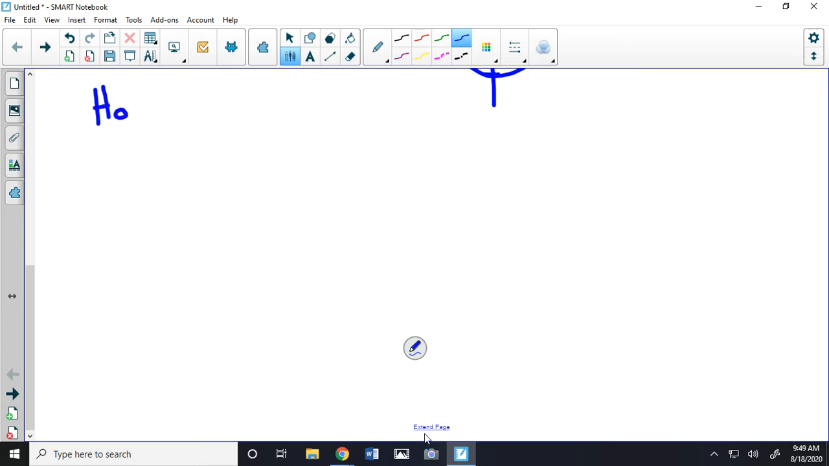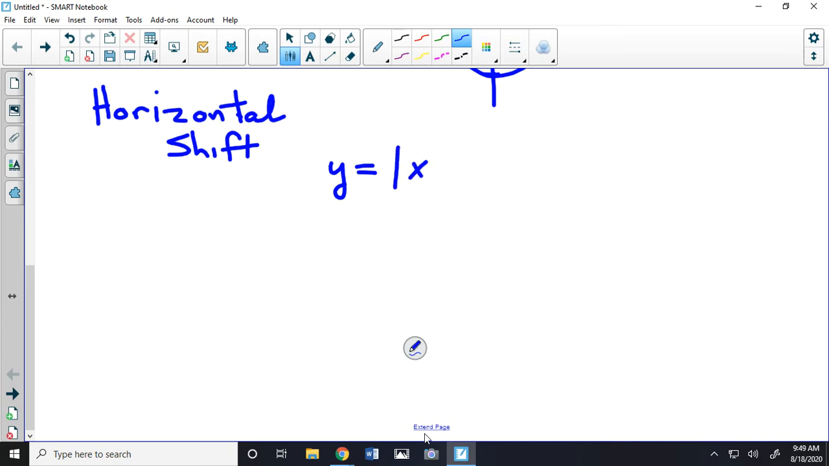If we want to do a horizontal shift, this is the most complicated of the three things that we're going to do. And similar to a vertical, there's going to be some addition or subtraction. So let's say I take the absolute value of the quantity x minus 2. The difference here is that the subtraction is inside the function, right? The function is the absolute value, that's the command. And so when I'm inside there, I'm doing the adding or subtracting before I do the absolute value. That's going to give me a horizontal shift.